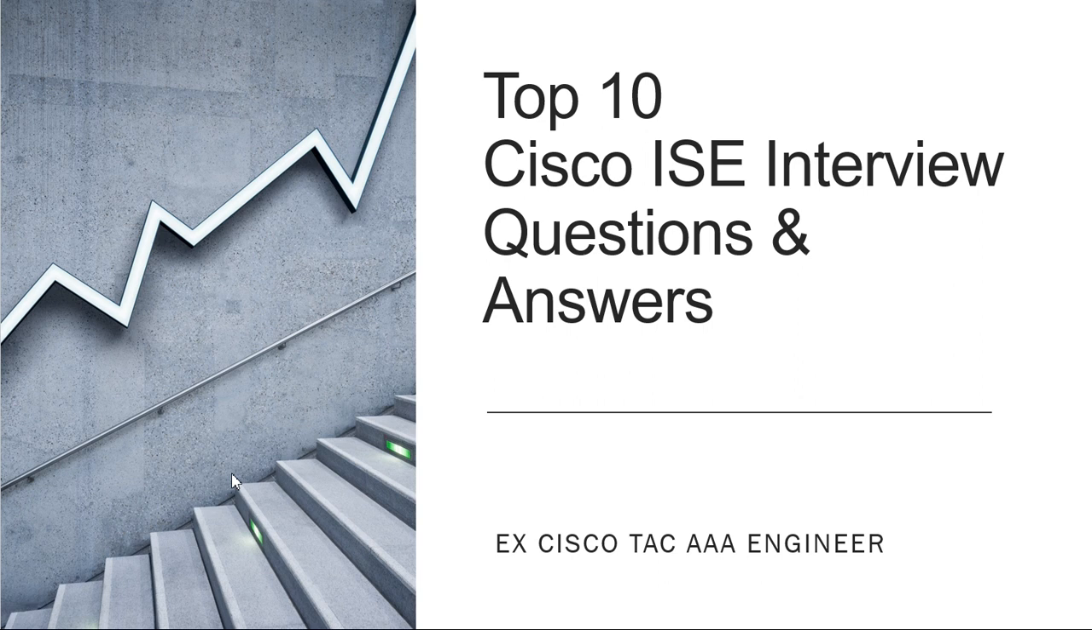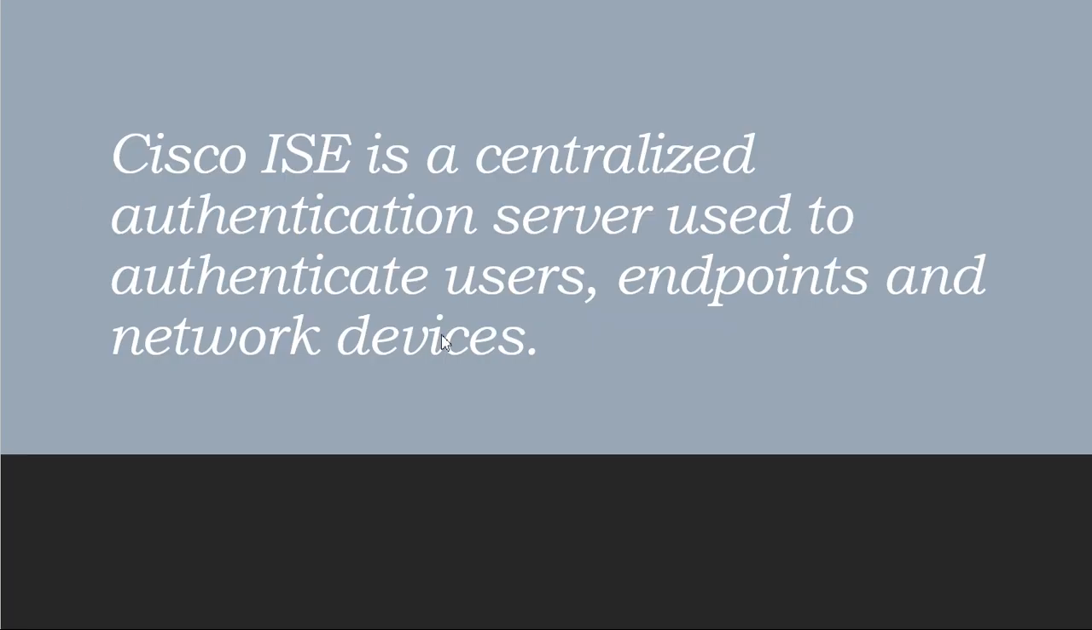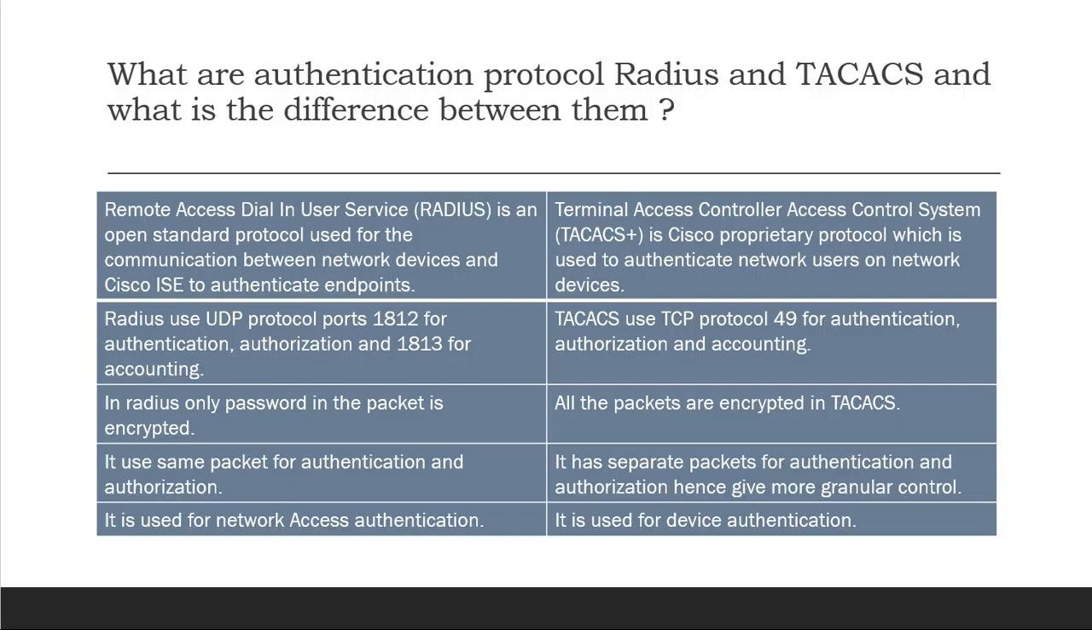In this video, we are going to discuss the top 10 interview questions asked for Cisco ISE. So what is Cisco ISE? Cisco ISE is basically a centralized authentication server used to authenticate users, endpoints, and network devices. It uses the protocols RADIUS and TACACS to authenticate users. So let's understand what's the difference between RADIUS and TACACS, why we use them, and where we use these.